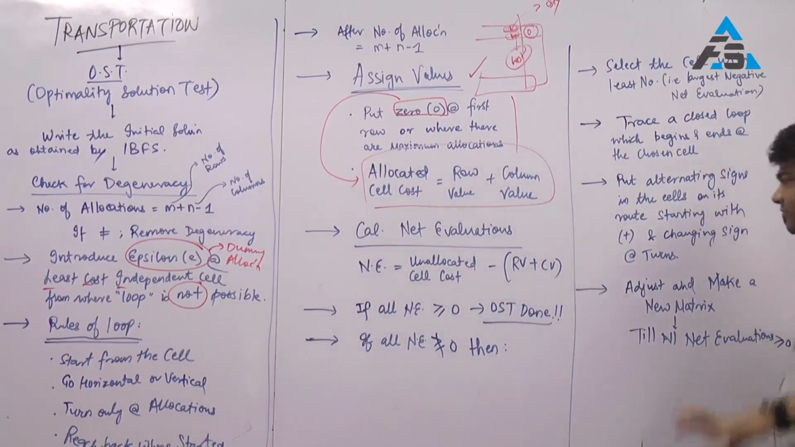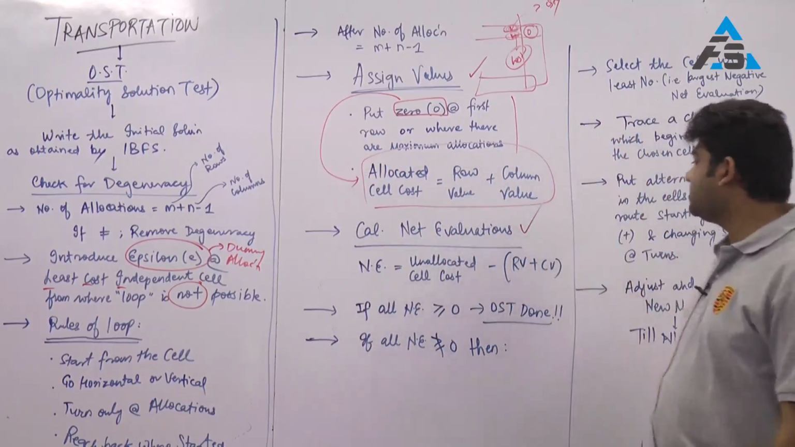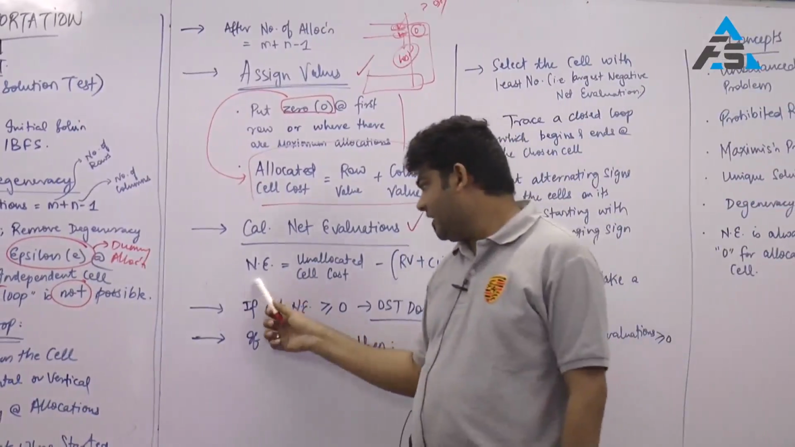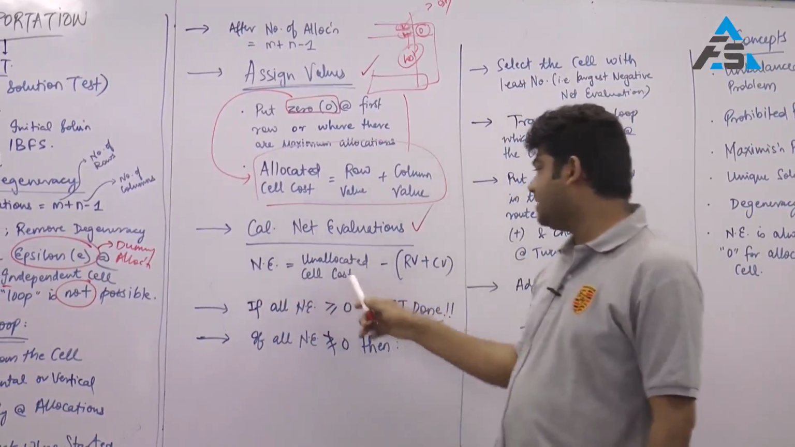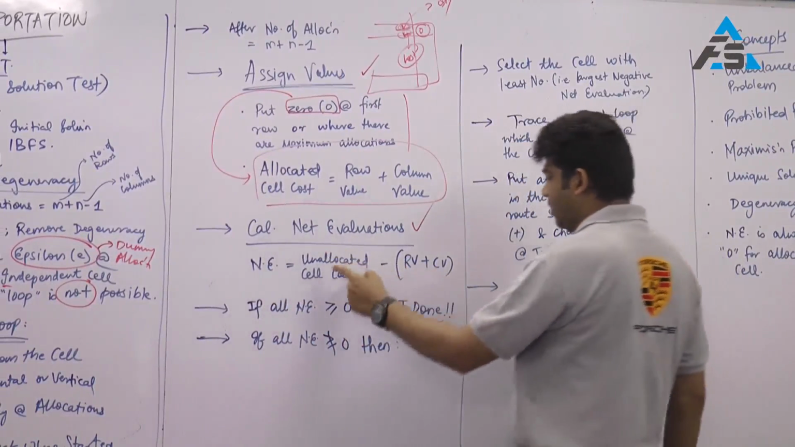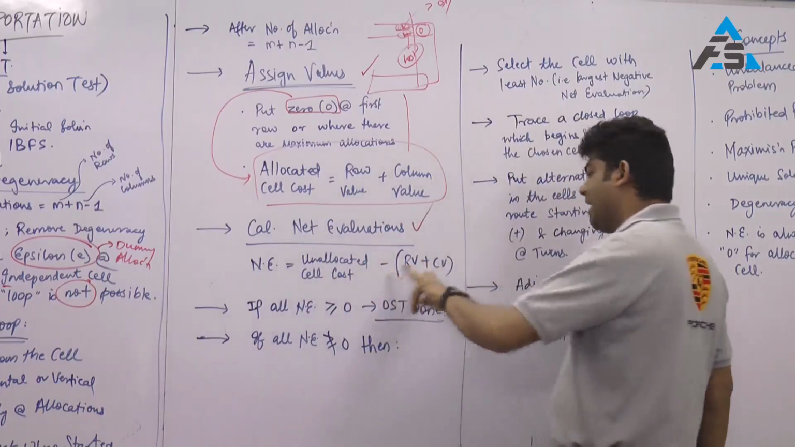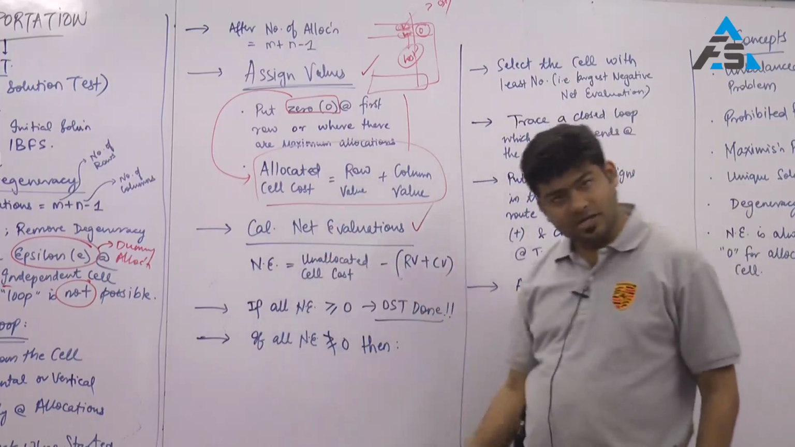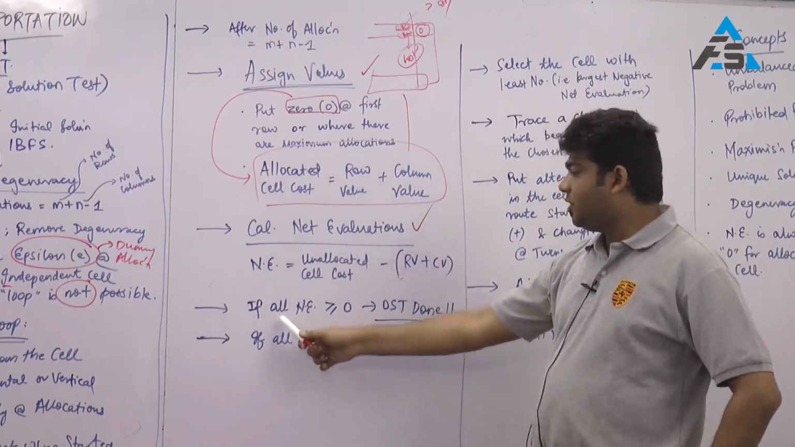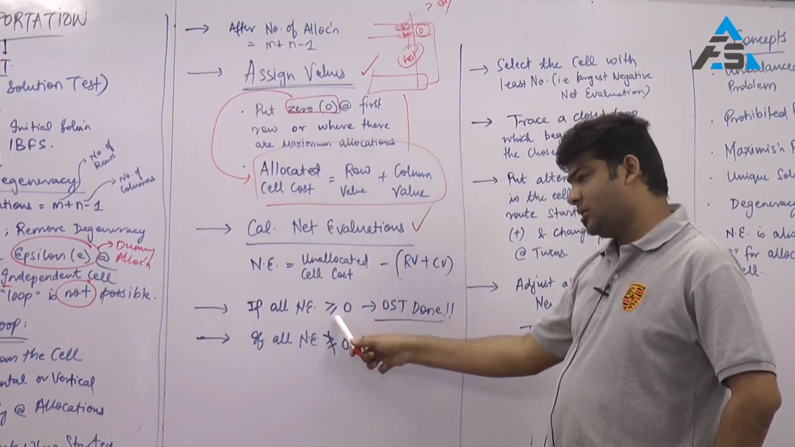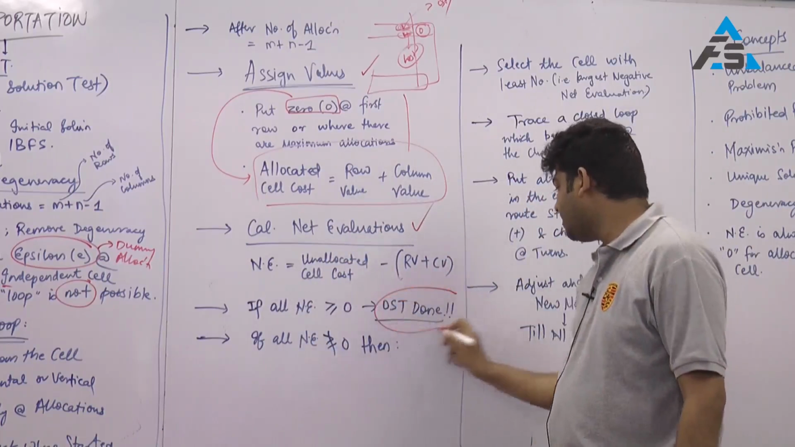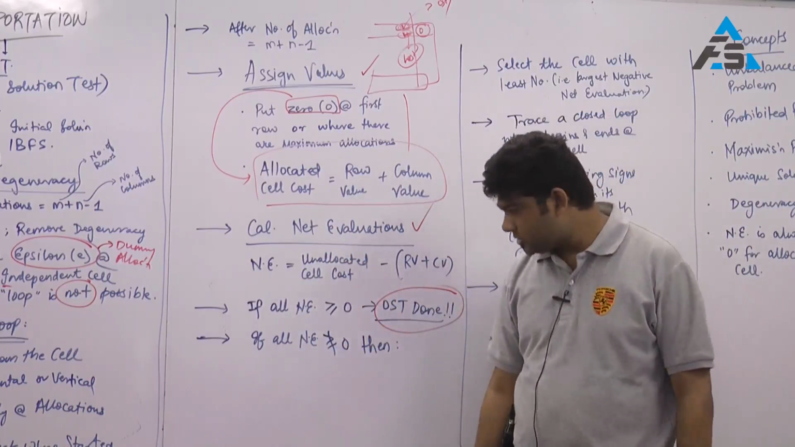Once that is done, then comes the most important step of OST, which is calculation of net evaluations. What is a net evaluation? Net evaluation is unallocated cell cost minus (row value plus column value). If you open this bracket, it is unallocated cell cost minus row value minus column value. Based on your mathematical knowledge, you can solve this as per your convenience. If all net evaluations are greater than or equal to 0, so even 0 or more than that, then we say that we have reached optimality, OST done.